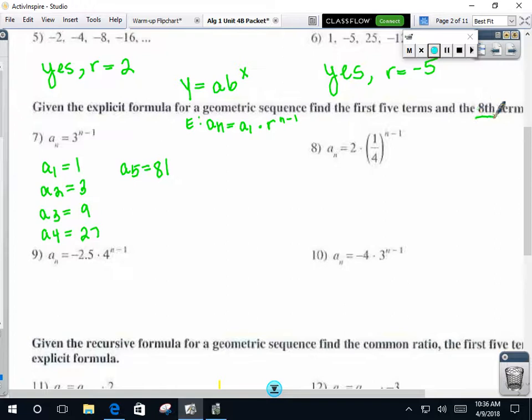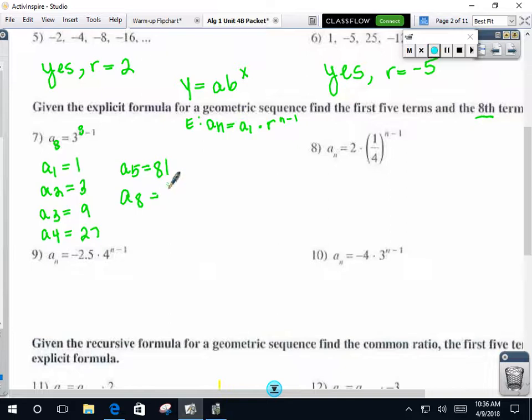Now, they also want you to find the 8th term. So you have 2 choices. After finding the first 5, you could just go ahead and find the 6th term, the 7th term, and the 8th term by continuing to multiply by 3, because that's our R value. Or you could just plug in 8. If we replace the n's with 8 for 8th term, doesn't that become 3 to the 7th power? And what is 3 raised to the 7th power? You're going to need to calculate it.